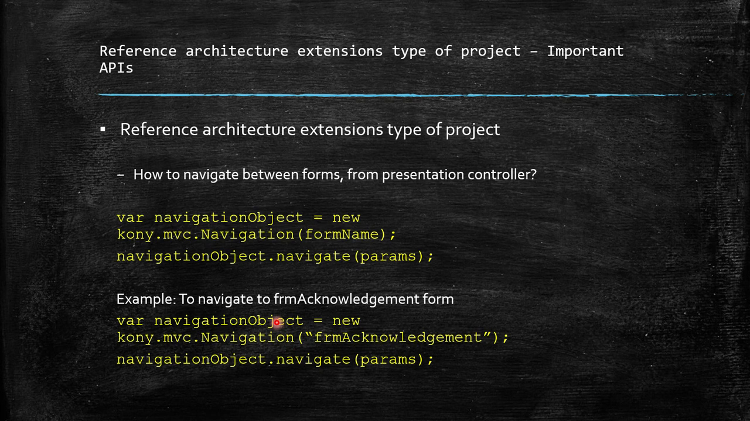So these are the various APIs that we have. As a developer, we can use these APIs from the form controllers, presentation controllers, and business controllers present inside your reference architecture extensions type of project to get the reference of the presentation controllers, business controllers, and the models, using which you can perform the activities inside your application.